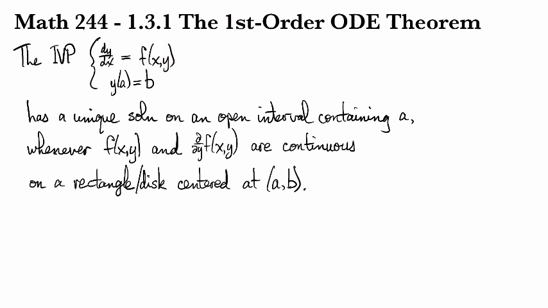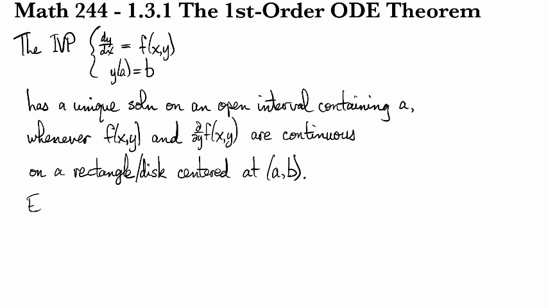And we also have our initial condition. We pass through the point x equals a, y equals b. So such an initial value problem is guaranteed to have a solution and a unique solution on some open interval containing the point a whenever f and the partial of f with respect to y are both continuous functions at the point (a, b). So let's look at an example.